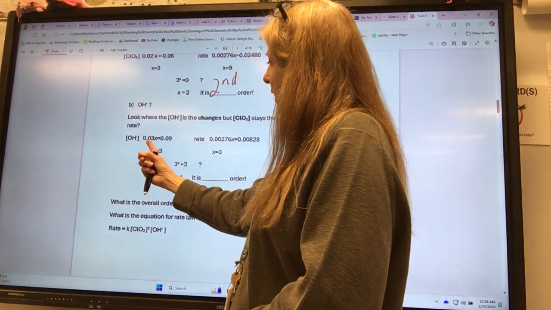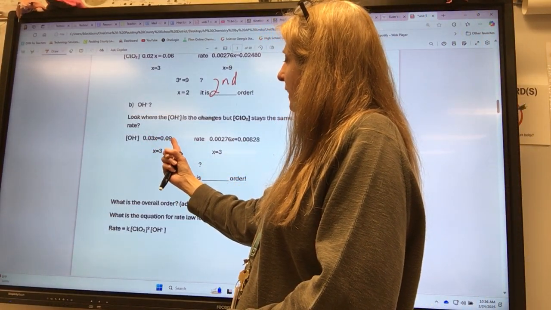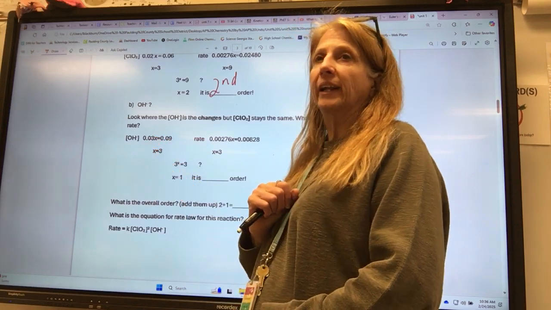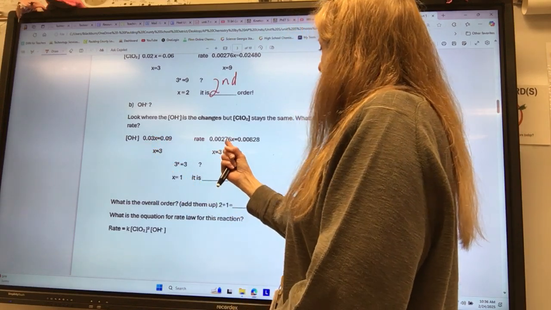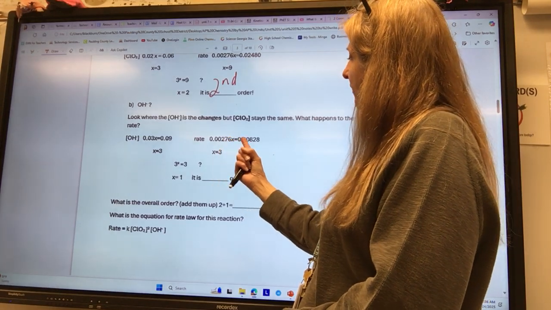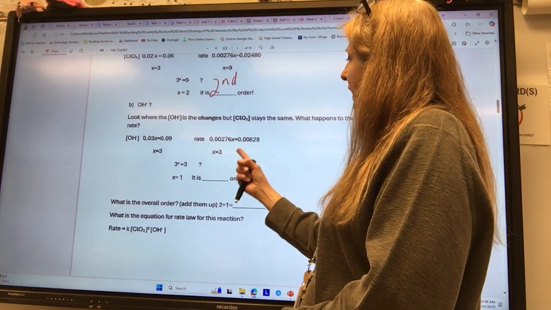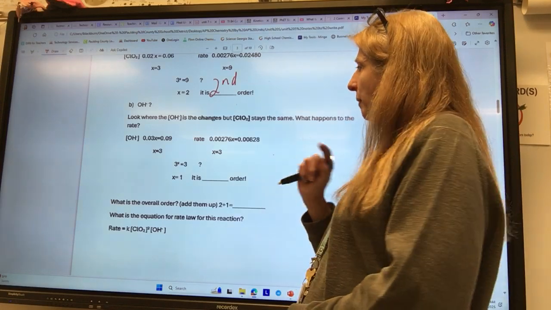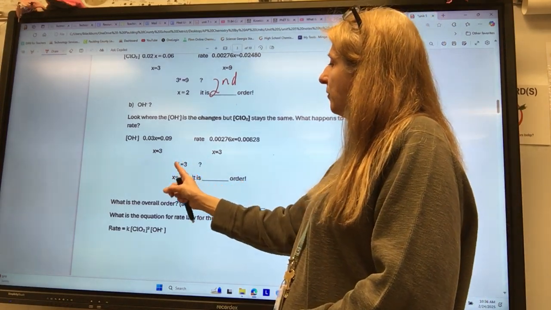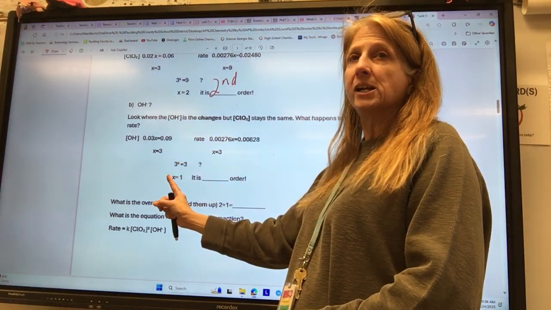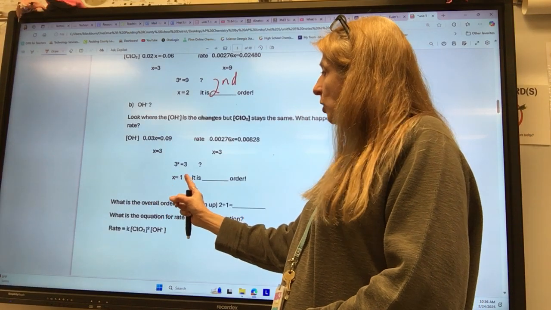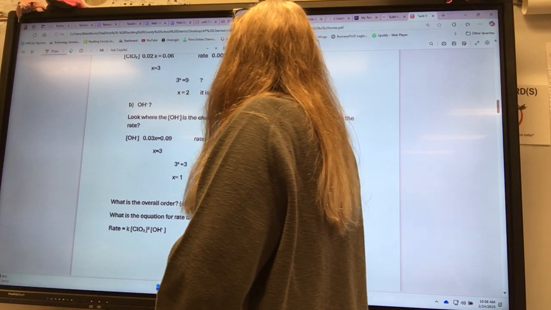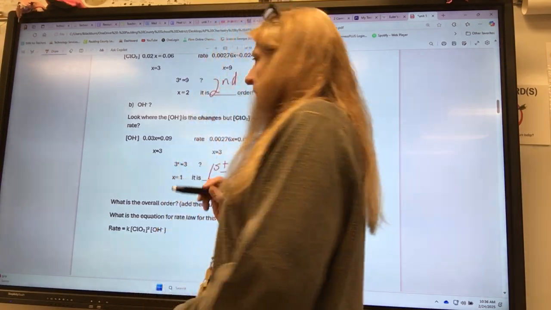So now look here. Mathematically, we went from 0.3 to 0.9, so we multiplied 0.3 times 3. And then we went from 0.00276 to 0.00828. And if you do that, it solves to 3. We multiply by 3. So what do you raise 3 to get 3? 1. Remember, anything raised to 1 is itself. So this is a first order reaction.